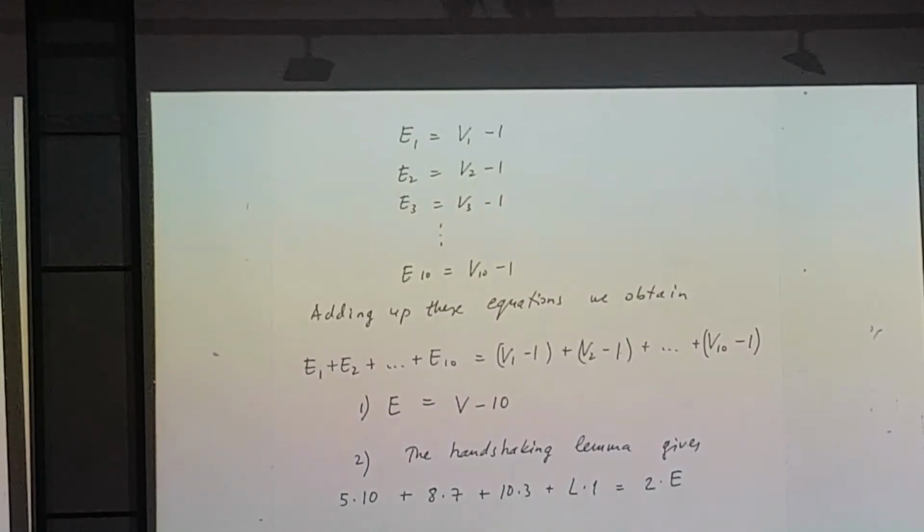So this is what the handshaking lemma gives, and let's just write for ourselves that L is the total number of leaves. Okay? Any questions so far? Everybody understands why I wrote L times 1? It's because leaves have degree 1, right? And there are L of them.